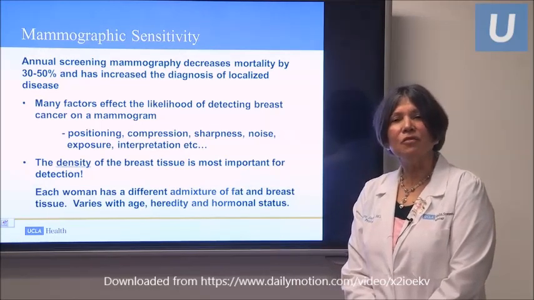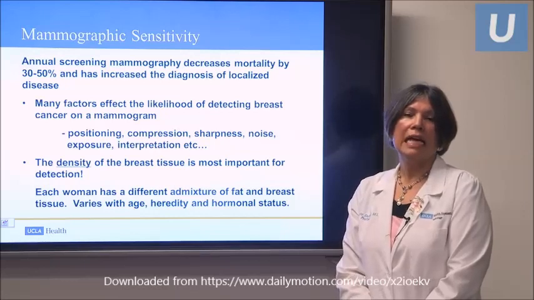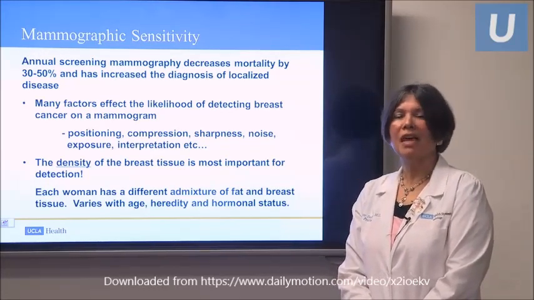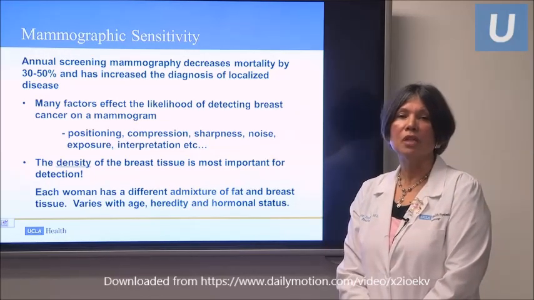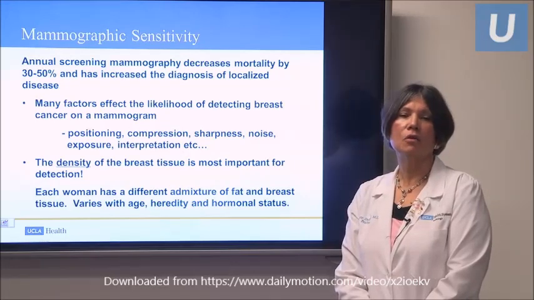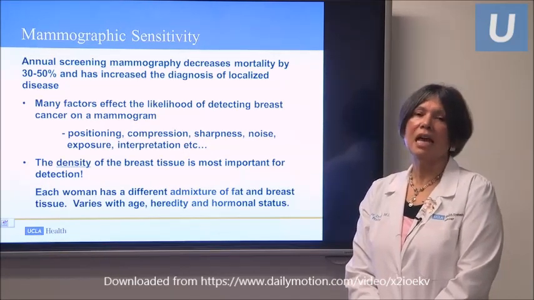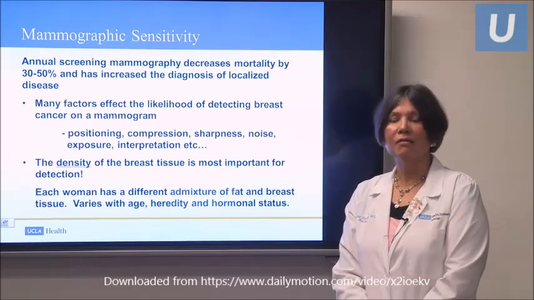So every woman has a different admixture of the fat to tissue ratio. And to let you know, it's almost like fingerprints. Every woman's breast looks different. Okay, and it can vary with age, your heredity, and of course the hormonal status. So premenopausal women tend to have denser breasts, and postmenopausal women tend to have fattier breasts. And again, fat is good.